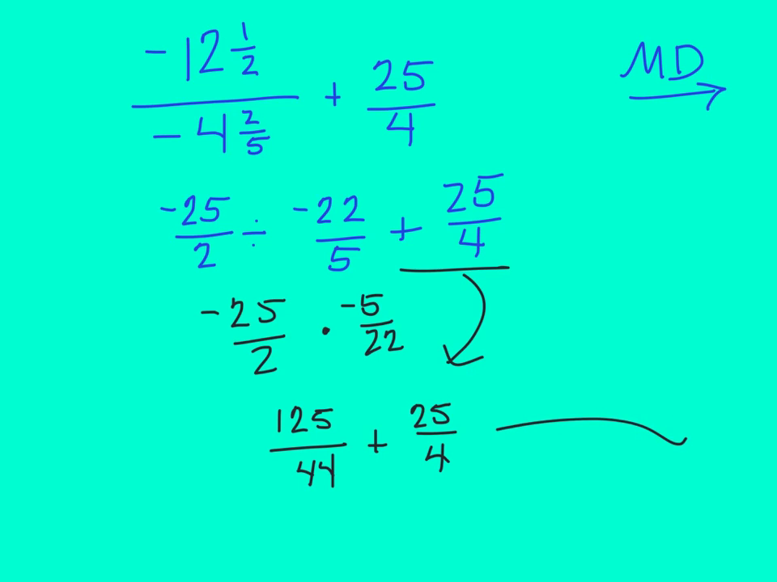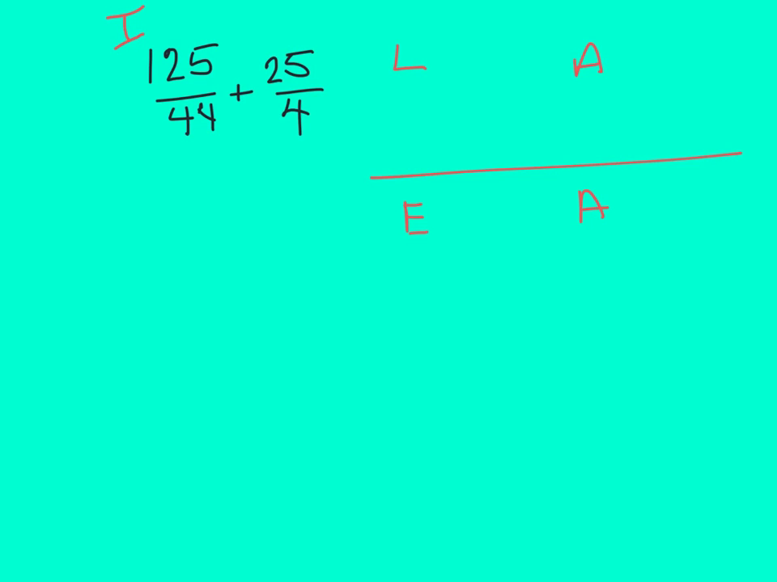So I am, just to give us plenty of room, going to transfer this onto yet another page. So just to rewrite it, I've got 125/44 plus 25/4. And this is now just a simple addition problem. So I'm not going to forget my acronym. I love eating apples and avocados. Clearly I've got lots of room to do this here.